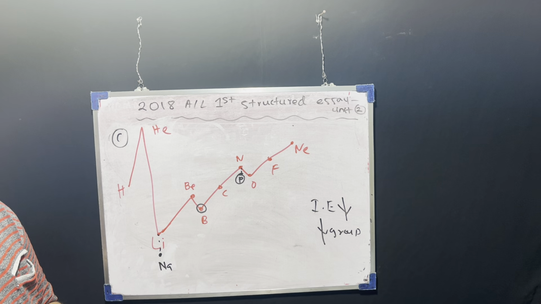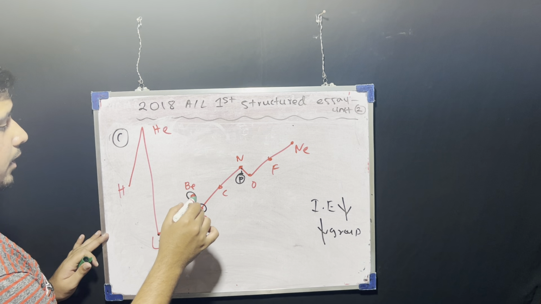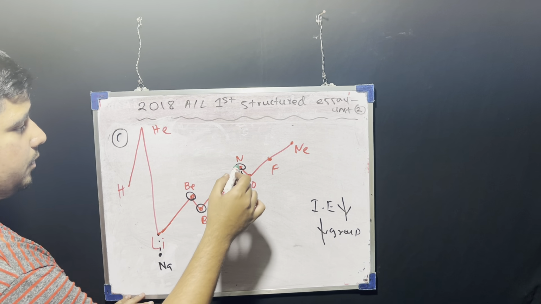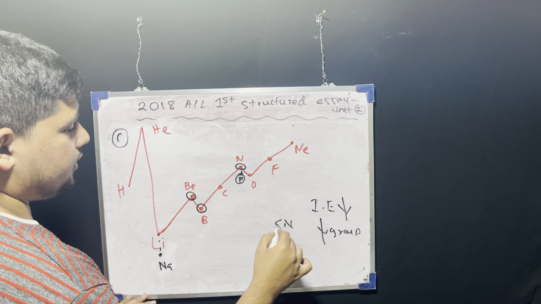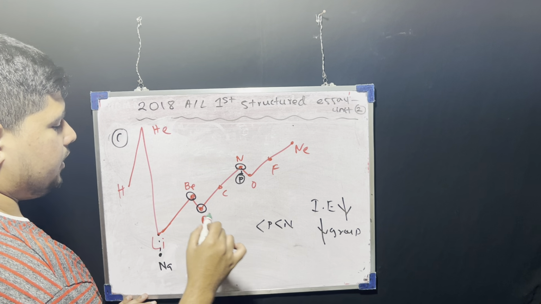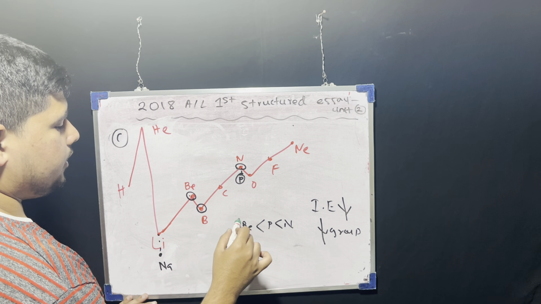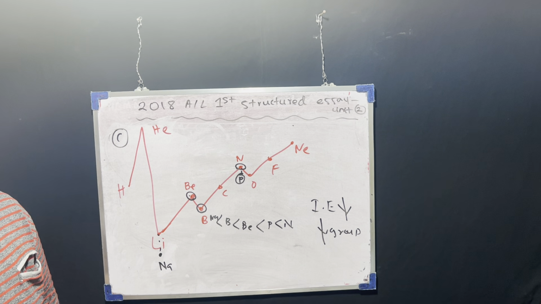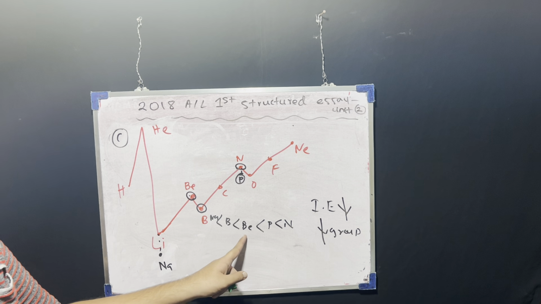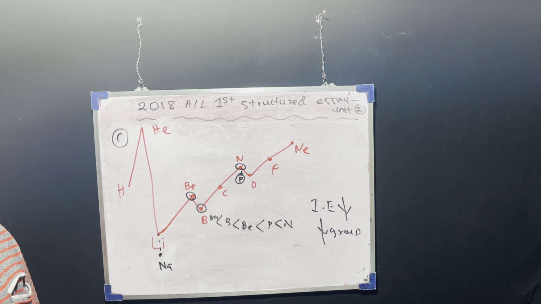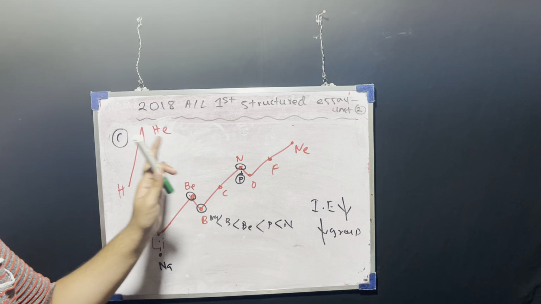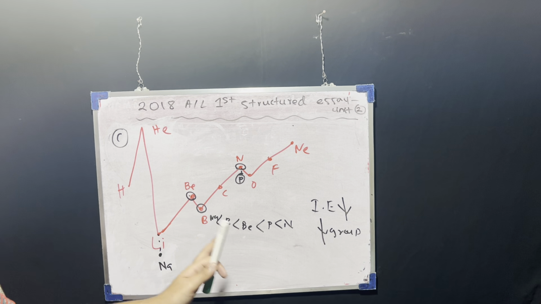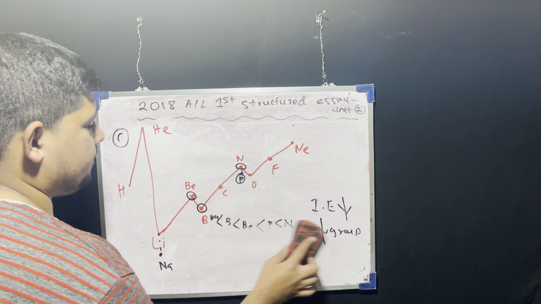Then beryllium and nitrogen. So what's the variation? First is nitrogen, next is phosphorus, next is beryllium, next boron, next sodium. This is the variation: nitrogen, phosphorus, beryllium, boron, sodium. If there is a first ionization energy variation, draw this graph and check it. That's easy to get the answer.